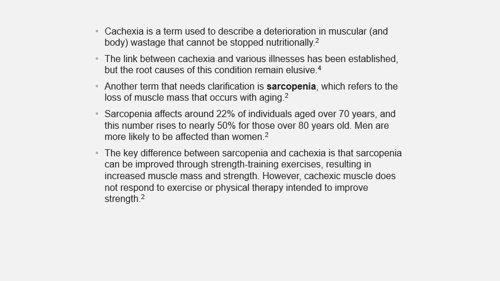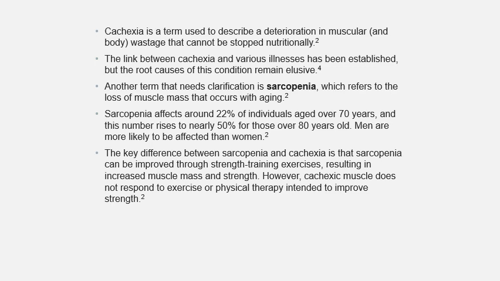Cachexia is a term used to describe deterioration and muscular wastage that cannot be stopped nutritionally, which means it is irreversible. So the link between cachexia and various illnesses has been established, but the root cause is unknown. Yet another term that needs clarification is sarcopenia, which refers to the loss of muscle mass that occurs with aging, which is reversible as you can resolve it with nutritional help.